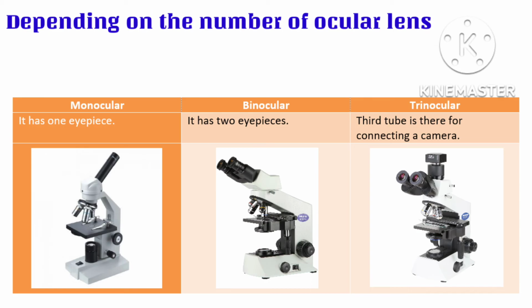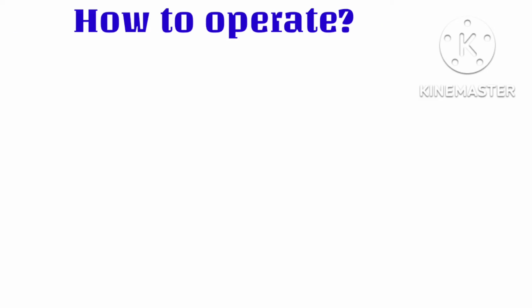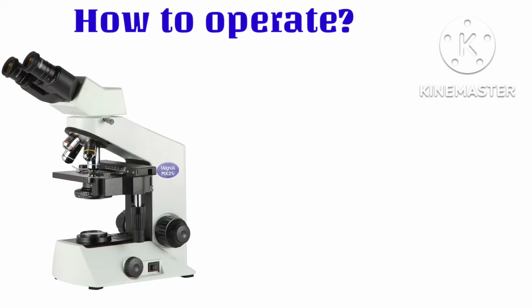If only one ocular lens is present, it is called monocular microscope, and if two ocular lenses are there, it is called binocular microscope. Unlike monocular microscope, in binocular microscope, you can further adjust the focus and get a 3D view of the image. Now, how to operate a compound microscope?